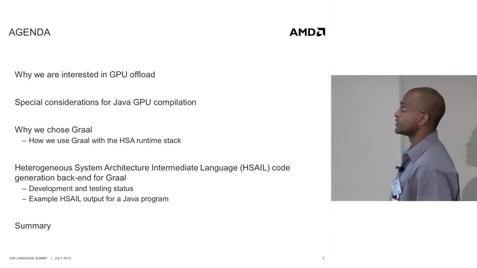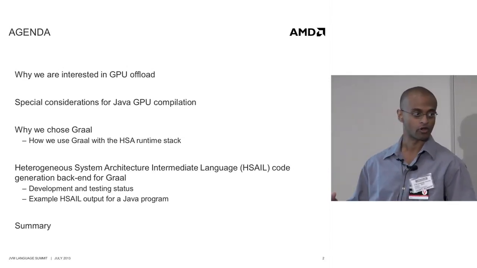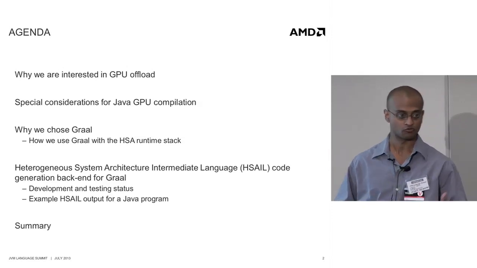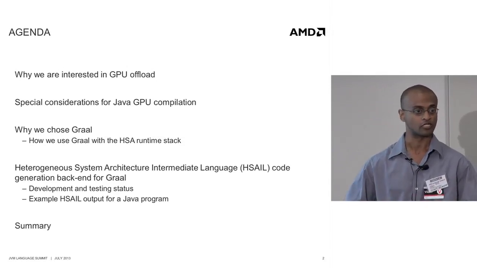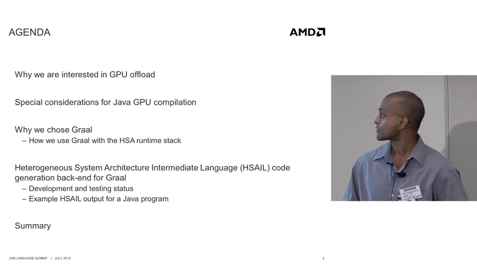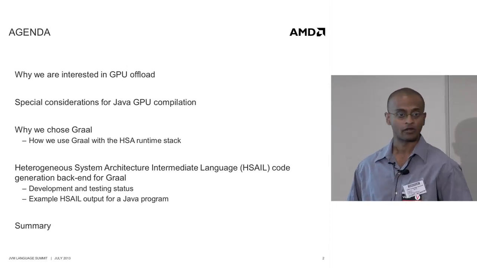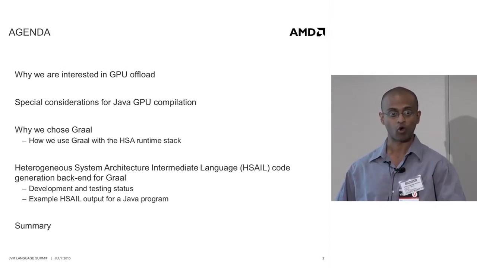So this is an overall agenda of the talk. I'm first going to talk briefly about why we're interested in GPU offload. Eric covered this a little bit already, but this will be a quick refresher. And I'm going to get into what are some special characteristics of Java-based GPU offload. When you're compiling Java for the GPU, what do you need to pay attention to? And then I'm going to get into Graal briefly. Why did we choose Graal? What are some of the benefits of using Graal? And then I'll talk about the details of this backend that we've added to Graal, which generates the HSA code. And I'll also give some code examples of Java programs being converted into HSA and walk you through a little bit so that you get a feel for what HSA looks like.